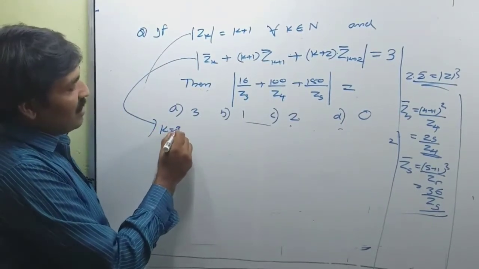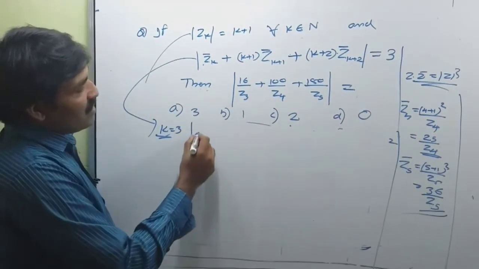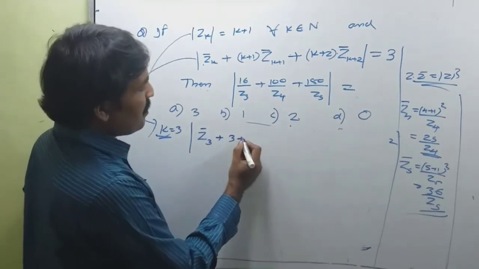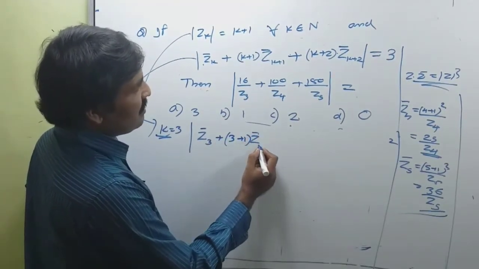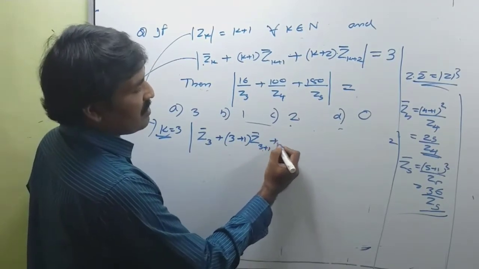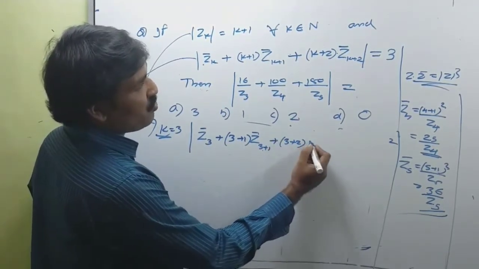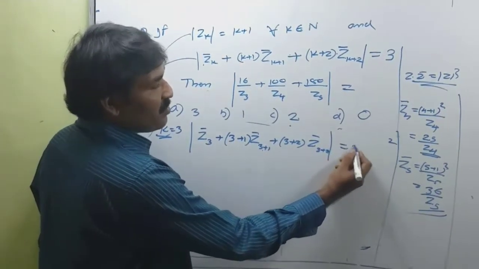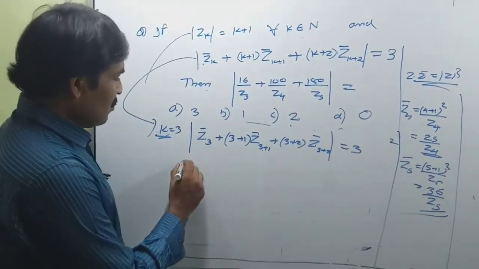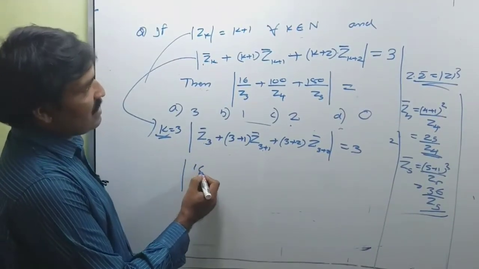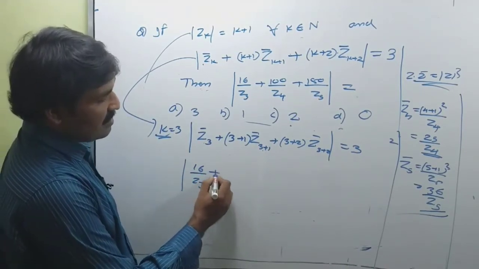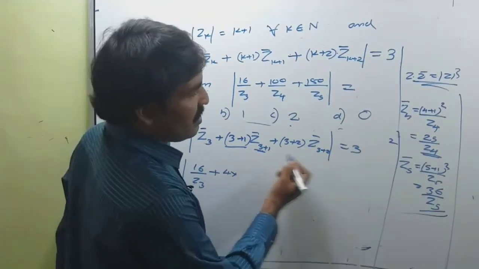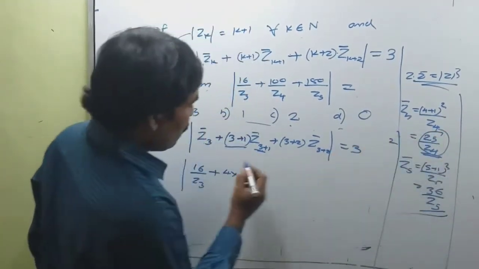Now for this expression, put k is equal to 3. What we get? This becomes z3 conjugate plus (3 plus 1) into z4 conjugate, plus (3 plus 2) into z5 conjugate. This is equal to 3. Now our z3 conjugate becomes 16 divided by z3, plus this time it becomes 4 into z4 conjugate, that is equal to 25 by z4.